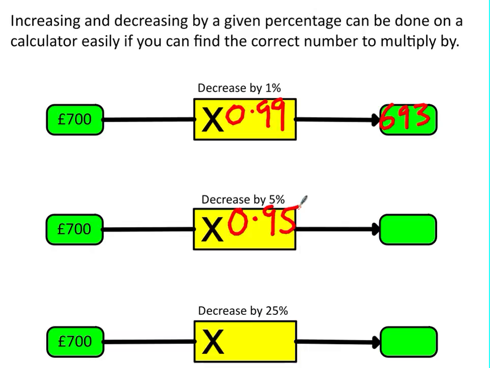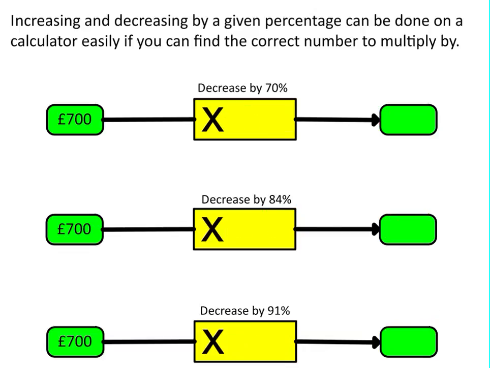Decreasing by 5% would be multiplying by 0.95, because decreasing by 5% is the same thing as finding 95% of the original number. So 700 times 0.95 is 665. Now if I wanted to decrease by 25%, I'm finding 75% of the original number. So I'm multiplying by 0.75, which is 525. Okay, so finally, if we decrease by 70%, that means we're left with 30% of the original. We're timesing by 0.3, so 700 times 0.3 is 210.